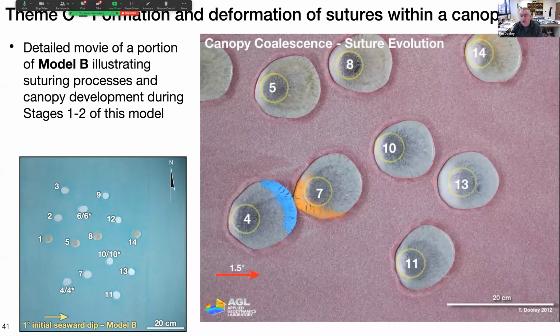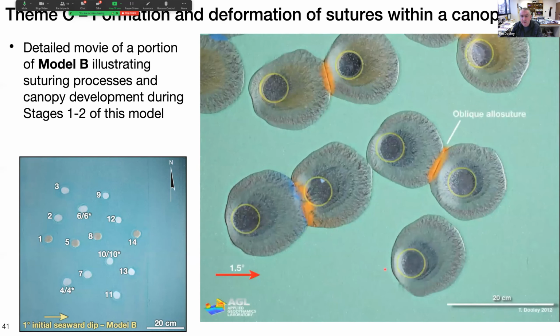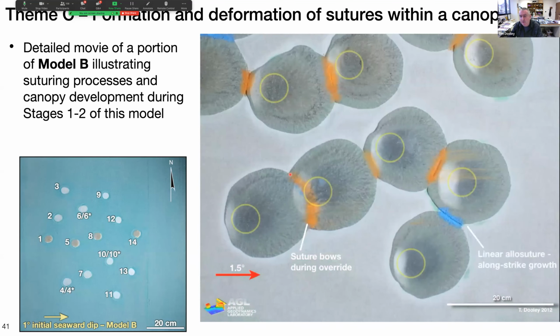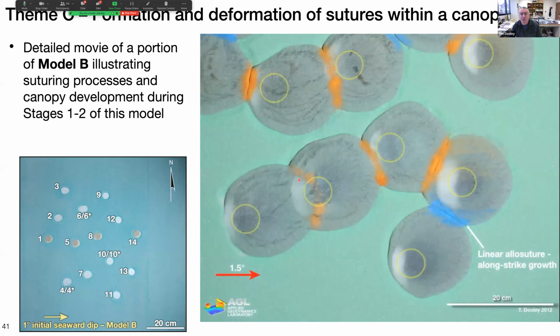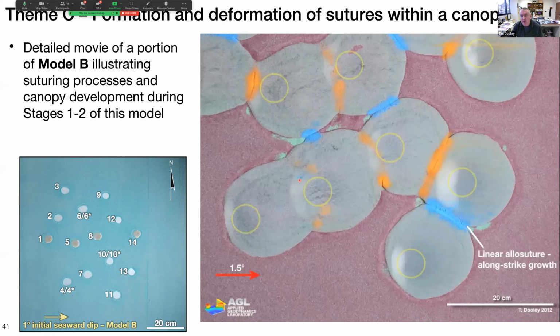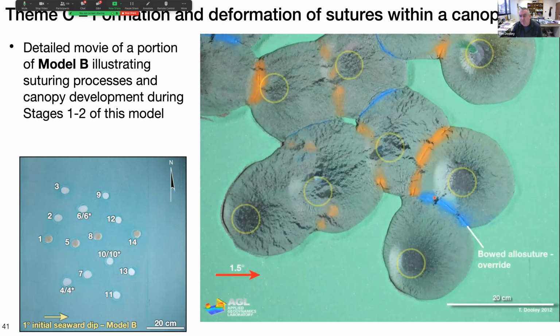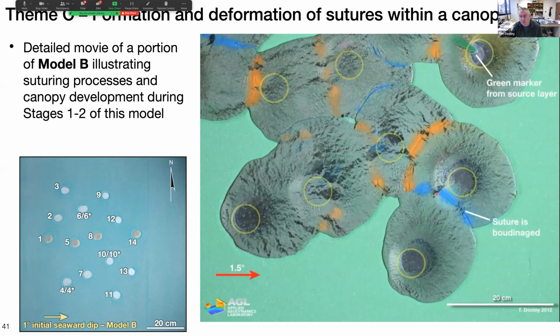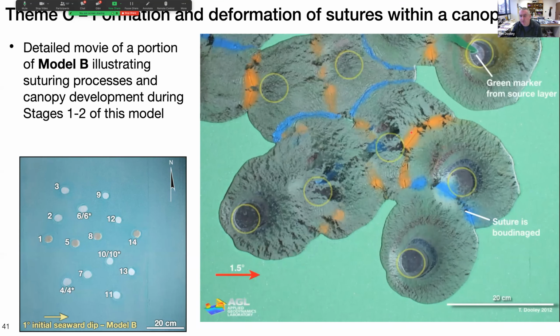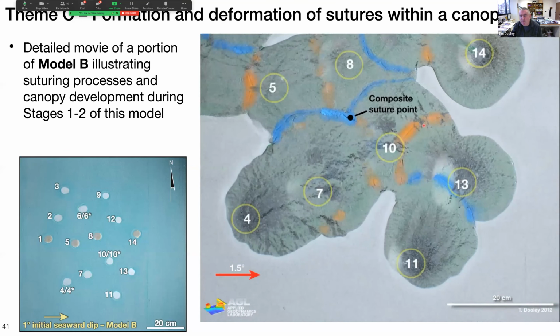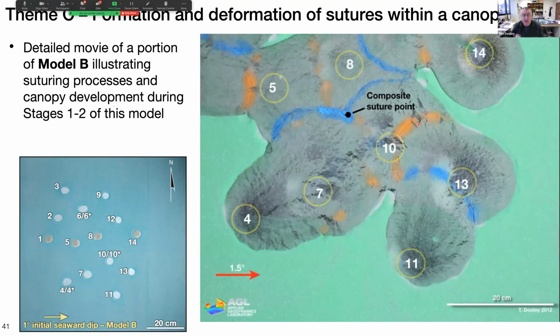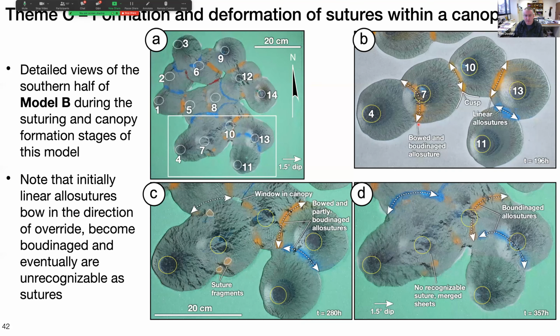And let's just have a look at our second model here. I'm adding other paints on here as this evolves, and you can see the sutures themselves being stretched out strongly as things evolve. And that's shown in here.